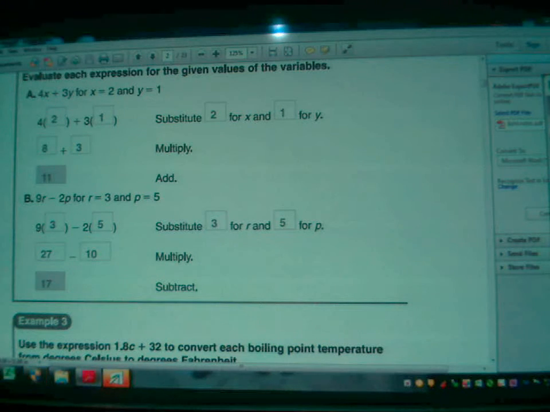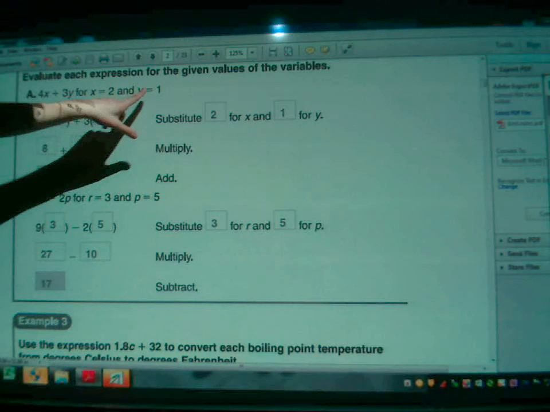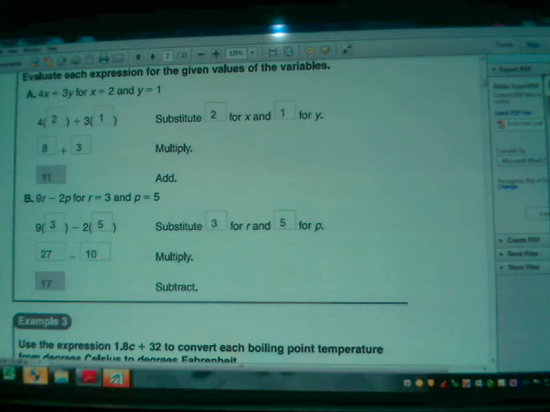And in the A question, it's 4x plus 3y. And again, the book is just telling us that they want us to have x equal to 2 and y equal to 1. So that's what we're going to do here. So we're going to do 4 times 2. Again, I'm changing x into 2 because that's what they told me to. And I'm changing y into 1, again, just because that's what they told me to do.